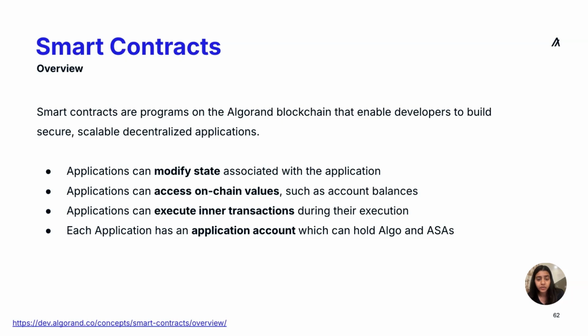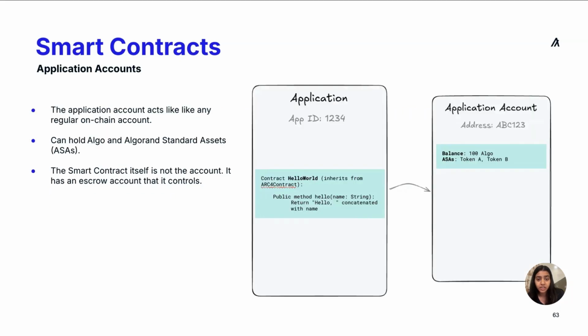Now that we have an overview of the basics of smart contracts, let's dive into the application account. Every single smart contract comes with its own associated account. Think of this as like an escrow account for your application. This account can hold Algo tokens, it can receive tokens from other users, and it can also send out tokens. This application account works just like any regular account you would have on Algorand. It can hold Algorand Standard Assets, we call those ASAs, which are basically any token that can exist on the network. But here's the key thing to remember.